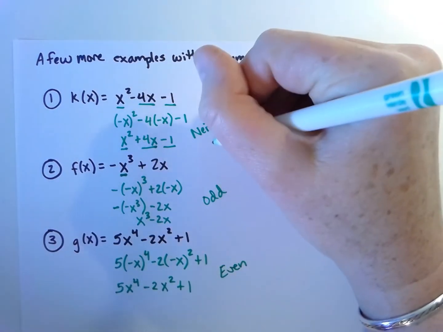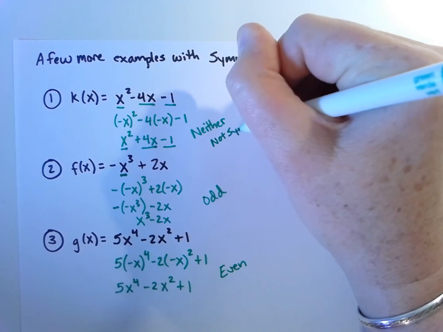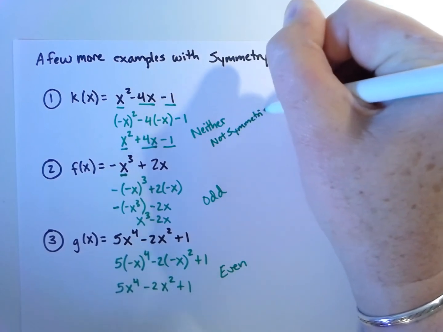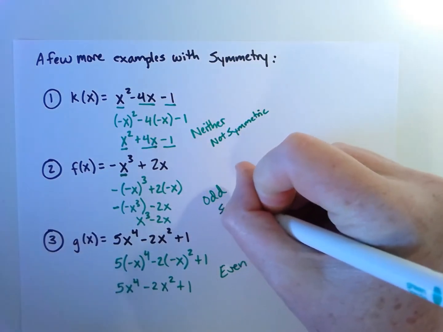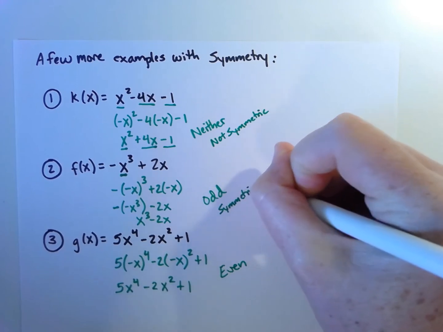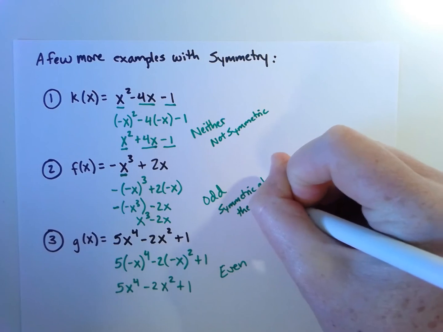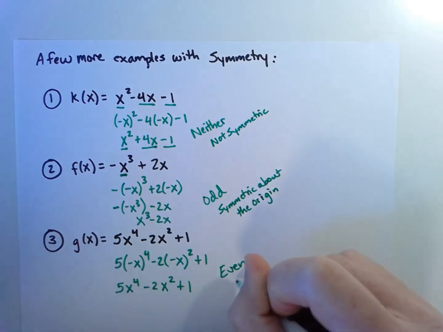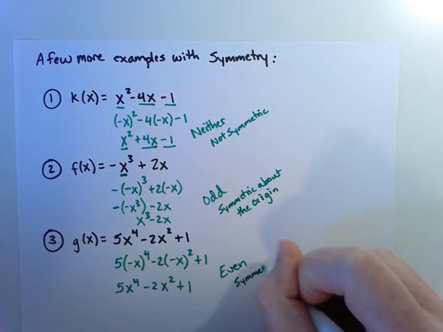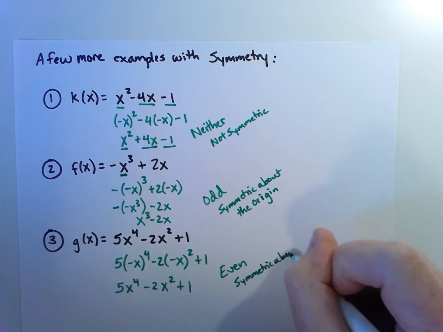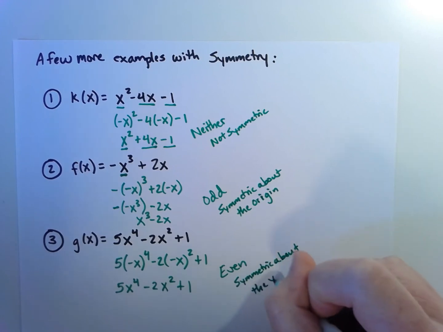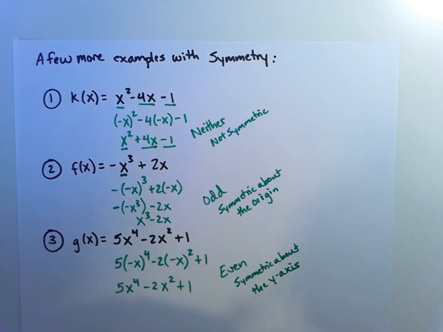So then when it's neither, we say it's not symmetric. When it's odd, we say that it is symmetric about the origin. So we just write that out. When it's even, we say it is symmetric about the y-axis. Alright, so that's it for symmetry.